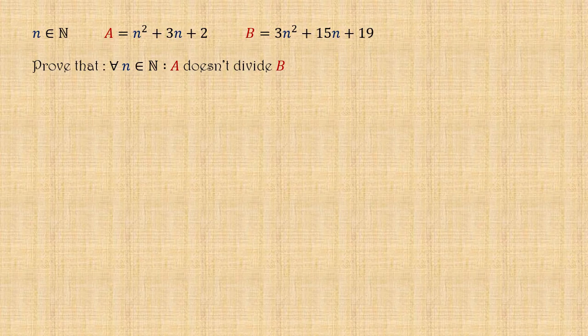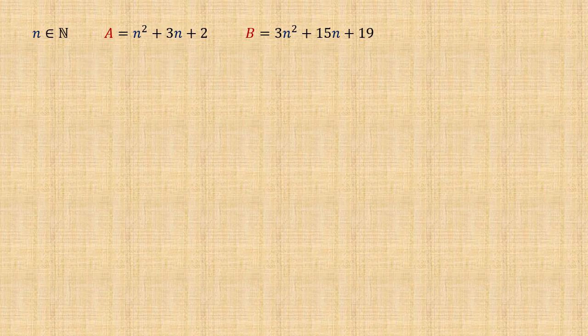Let n be a natural number. Let's put capital A equal n squared plus 3n plus 2, and capital B equal 3n squared plus 15n plus 19. Can you prove that capital A doesn't divide capital B, whatever the value of the natural number n is? Let's see how to do this.